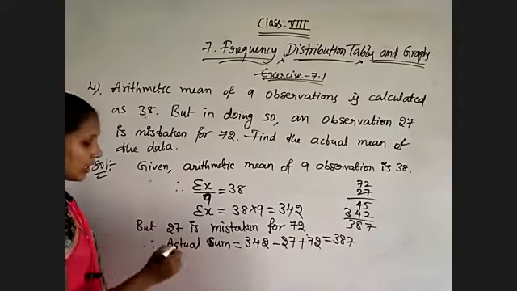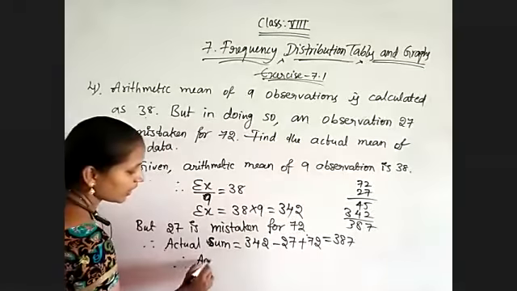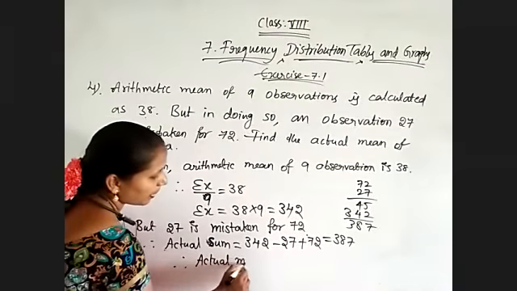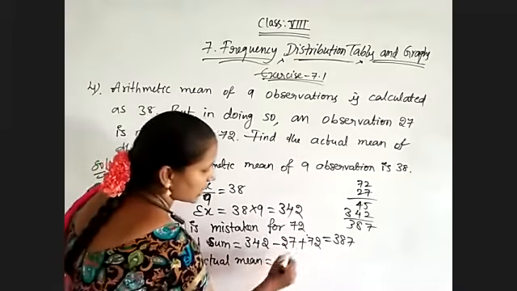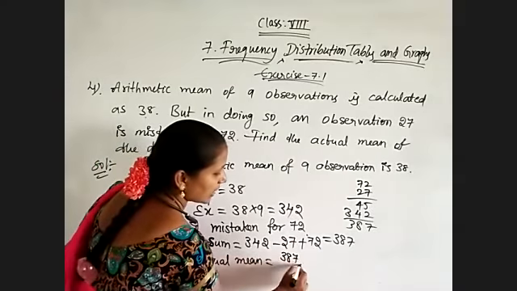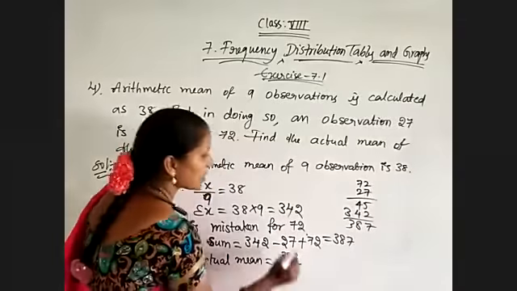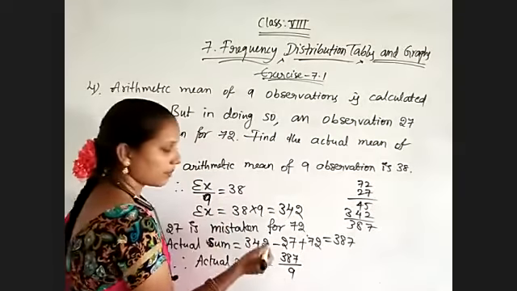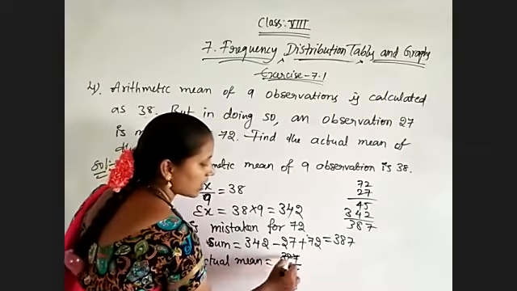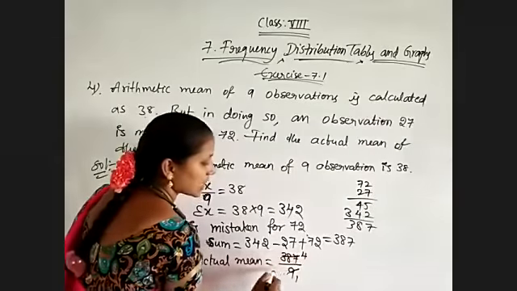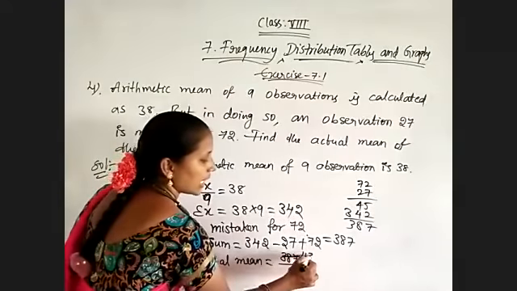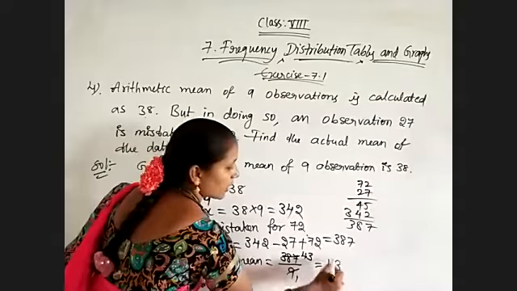Okay. So therefore, the actual mean will be equal to the original sum 387 divided by the number of observations, which will not change. Same number of observations. So 9 ones are 9, 9 fours are 36, 9 threes are 27, which is equal to 43.